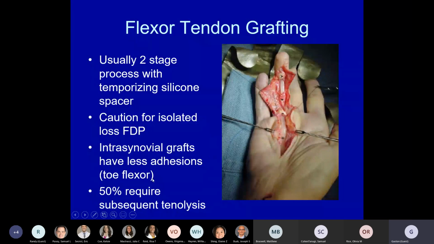If they ask you about which graft, intrasynovial grafts such as toe flexors have less adhesions than extrasynovial grafts such as palmaris longus. 50% of these require yet a third surgery for subsequent tenolysis.